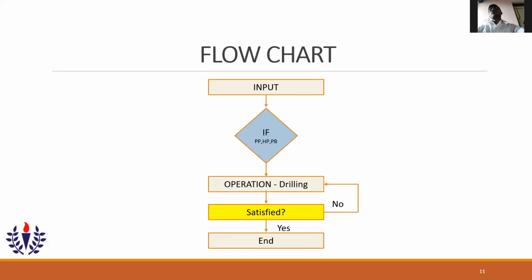Flowchart. Initially, the input is at the I point. If the condition is PP, in the sense P is in place, or HP, that is high position, then it goes to the operation of drilling. Once it drills, if the operation is satisfied, we come out of the loop and the project is ended. If not, it goes to the intermediate position and again goes for drilling until we reach the satisfaction conditions.